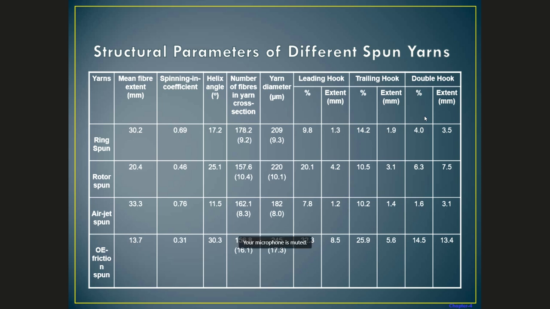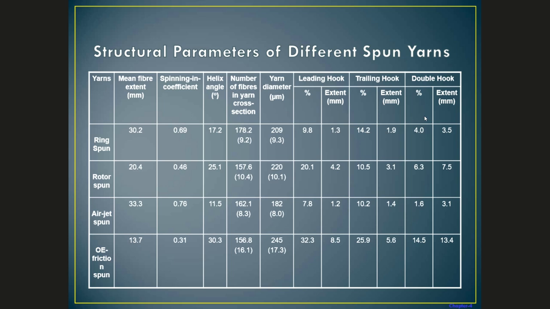And double hooks that you find. So double hooks again you are finding in the case of air jet is 1.6, followed by ring, then rotor and friction. And hook extent, this is again, in the case of air jet is 3.1, followed by ring, rotor and friction. So what conclusion are we drawing? That yes, fiber extent, or hook formation, in the case of air jet yarn is least, followed by ring, rotor and the friction spinning system.